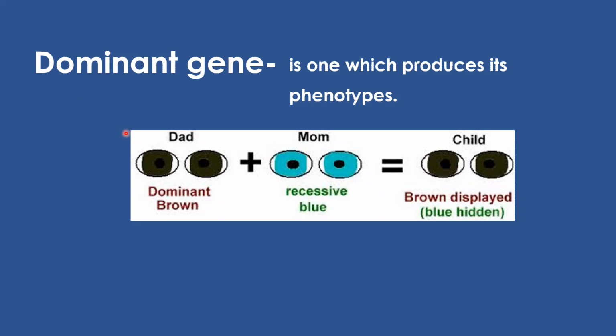For example, if your dad has a dominant gene for brown eyes and your mom has green eyes, the children will get brown eyes, and the green is hidden. That is what we call the dominant gene, meaning the eyes of your dad are dominant compared to the color of your mom's eyes. Dominant is the one which produces the phenotype, and phenotype is the one that you can see physically.